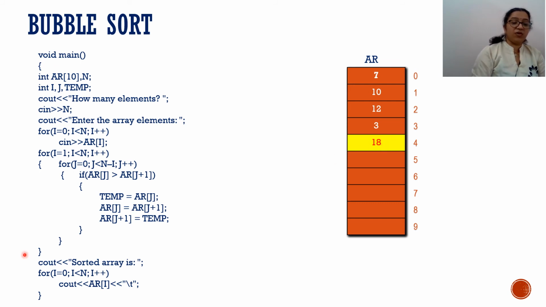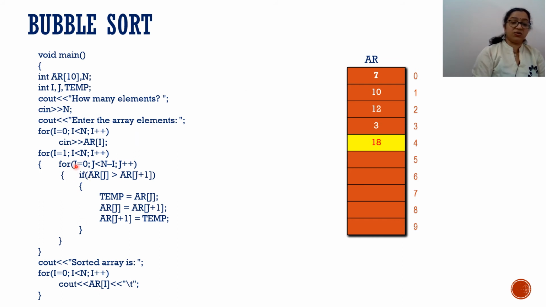Understood? Now we want to repeat the same process again. Only the 18 is sorted now. Again, we want to do the same process from 0th to 3 because this is the unordered list now. So we want to find out the highest and bubble that value to the last position of this unsorted array. That means the second last one. Okay. So the same process begins.